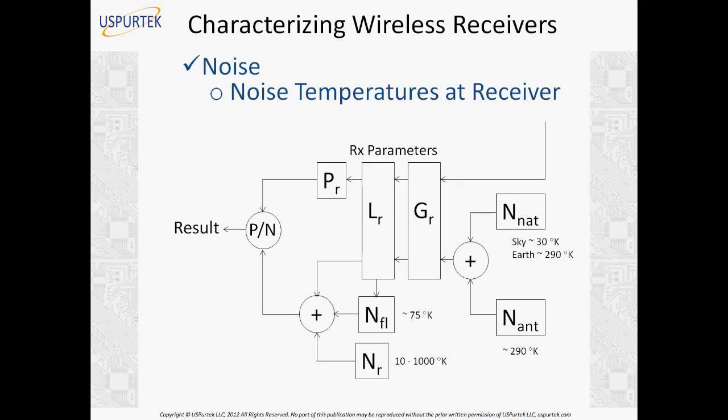So here is an illustration which shows a reference for various sources of noise and various noise temperatures that we can consider. For natural noise, for the sky, we consider a temperature of 30 degrees K, and for earth we consider a temperature of 290 degrees K. For the antenna, this is a very general antenna, 290 degrees K. For feeder loss it is 75 degrees K, and for the receiver the temperature is very high here, because inside the wireless receiver there is hardware, electronics that generates heat, and that heat generates a lot of noise.